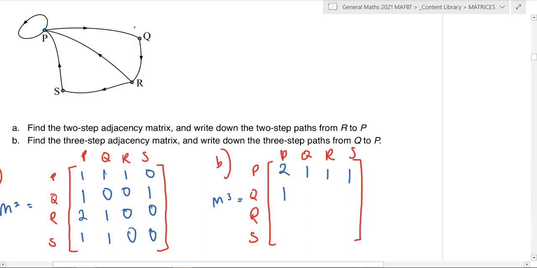Okay, Q to itself. Interestingly now, you can do this. Because if you go Q to R, R to P, P to Q, that's 1. So Q to itself, there's one 3-step pathway. I don't think there's any other ones that exist. Q to R, this one's tricky. Is it doable? Well, again, adhering to the rules, Q to R, R to P, P to Q, that's not going to work. You can try this way, that won't work either. I think Q to R has none.